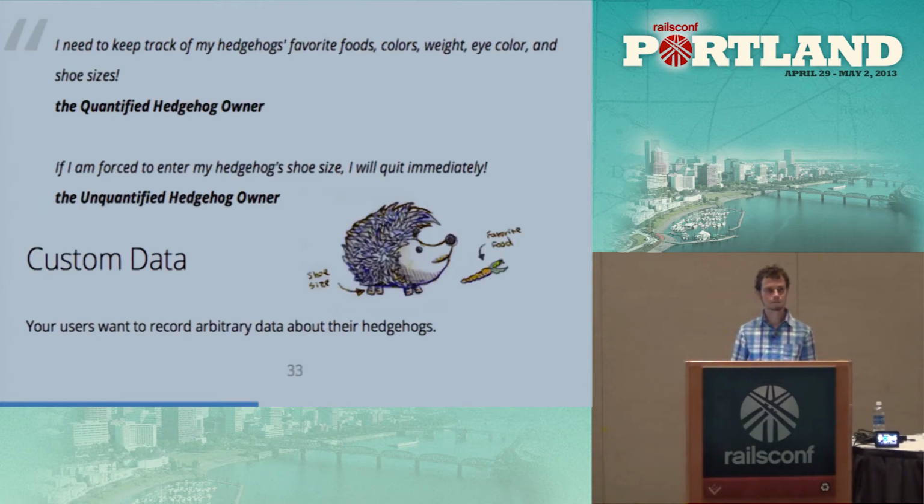Now, what about custom data or sparse data? What if your users want to be able to record arbitrary data about their hedgehogs, of course? For instance, maybe they want to be able to track what their hedgehog's shoe size is, or his favorite food, or his eye color. Well, what if I don't want to do that? We don't need to have a column for everything in our database.